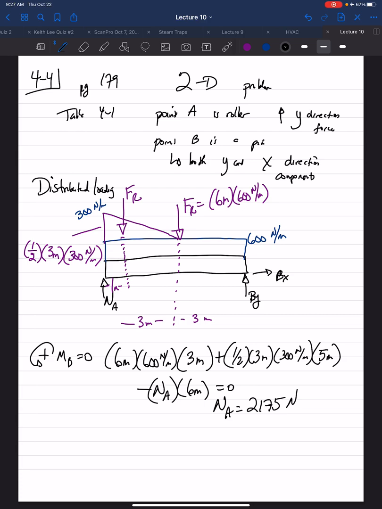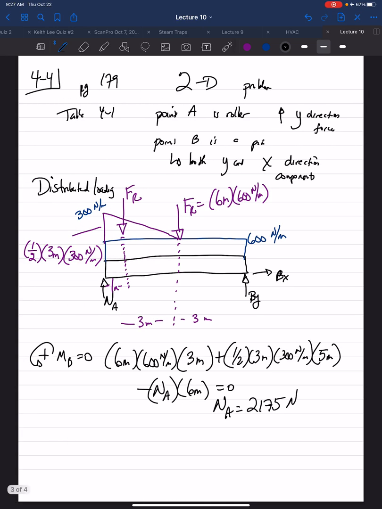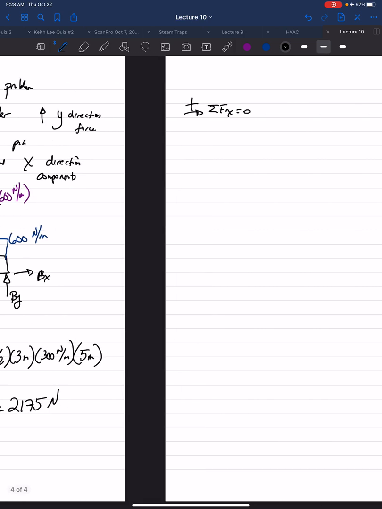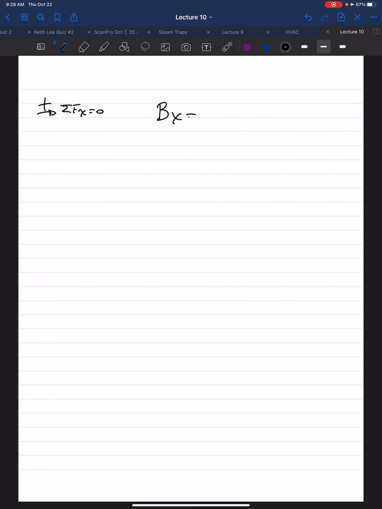Let's go to a clean page. If we take our forces in the x direction, set it equal to 0 for equilibrium, we only have the Bx that acts in the x direction. There are no more x direction forces. So Bx equals 0.